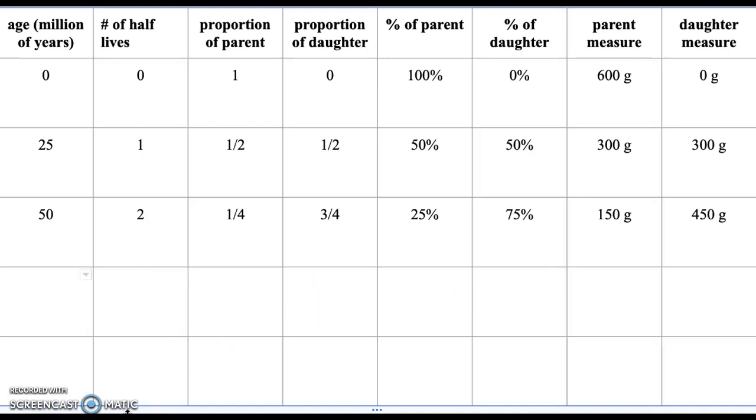So then for the next row, it'll be 75 million years. Then there'll be 3 half-lives. The proportion of parent is 1/8. The proportion of daughter is 7/8. The percentage of parent is 12.5%. The percent of daughter is 87.5%. The parent measure is 75 grams. Then the daughter measure is 525 grams.